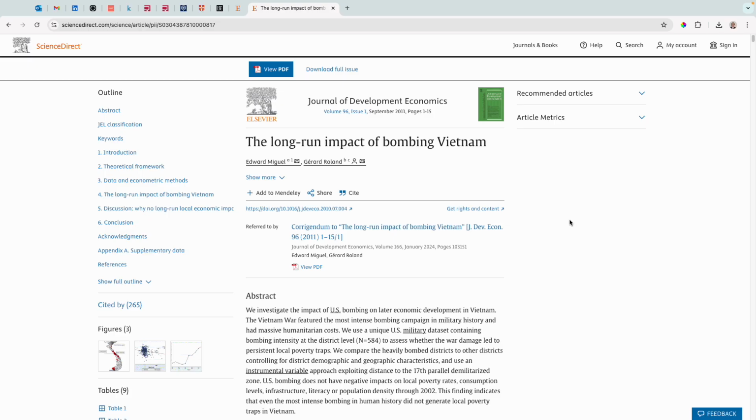What is the impact of wars on economies? This question was brilliantly answered by two economists, Miguel and Roland, in their paper, The Long-Run Impact of Bombing Vietnam. It tries to look at how wars, and specifically a bombing campaign, impacted the long-run success of an economy when looking at micro and macro factors.